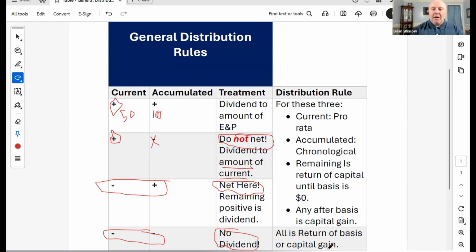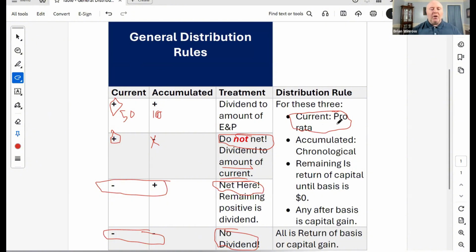Okay. All right. So let's look at these distribution rules. And we're going to work through a lot of examples so you get to see them, especially with the pro rata, because sometimes this one confuses students on what do we mean by pro rata. But if we have distributions that are made at different times during the year, well, we have to figure out under each distribution how much of the distribution comes from current E&P and how much comes from accumulated E&P. All right. So our rule is for current E&P, we pro rata it.